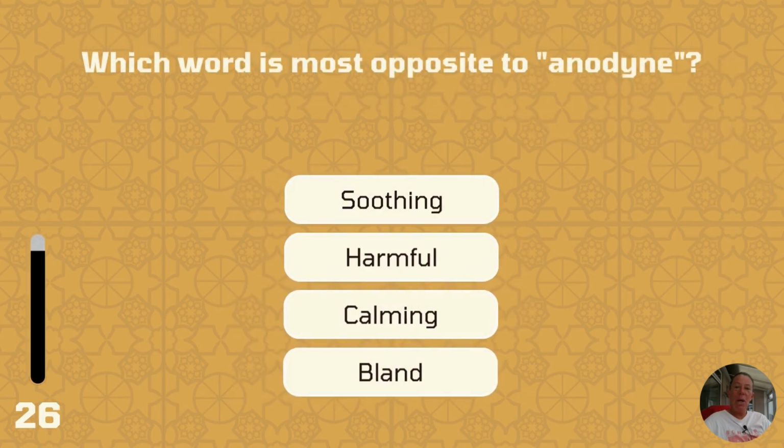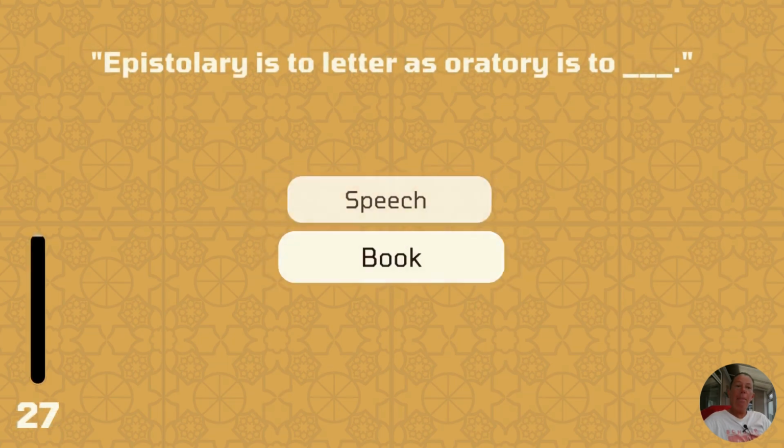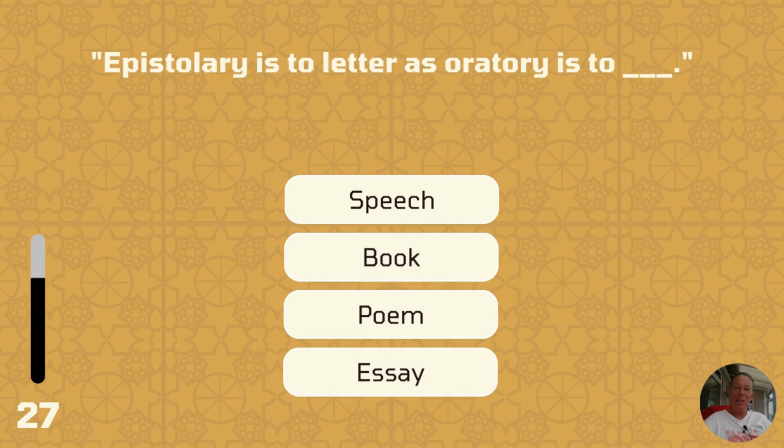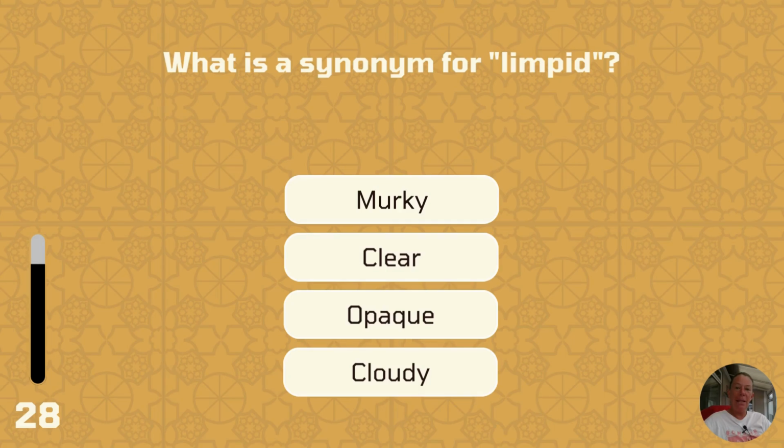Which word is most opposite to anodyne? Soothing, harmful, calming, or bland? Harmful. Epistolary is to letter as oratory is to speech, book, poem, or essay. Book. What is a synonym for limpid? Murky, clear, opaque, or cloudy? Clear.